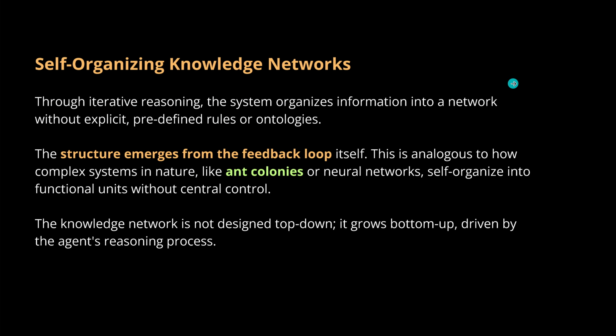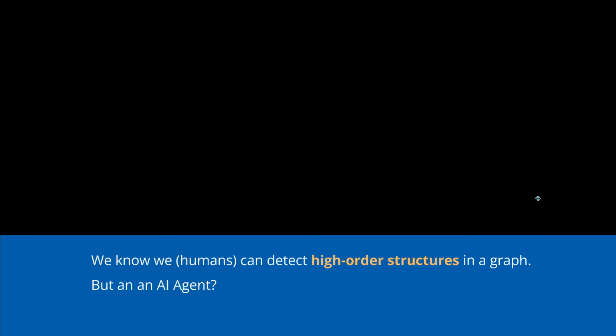Now we are talking about self-organizing knowledge networks. And you remember the structure in our crystalline structures emerges from the feedback loop itself, from this little iteration. Think about complex systems in nature like ant colonies. So self-organization into functional units without central control is something that we know. But again, since we have no top-down design approach, does it have natural thresholds that it cannot cross given a certain complexity level in the reasoning process?